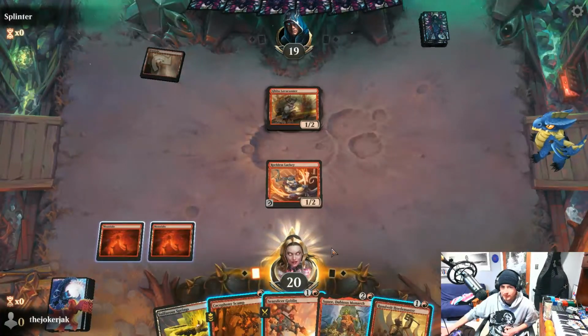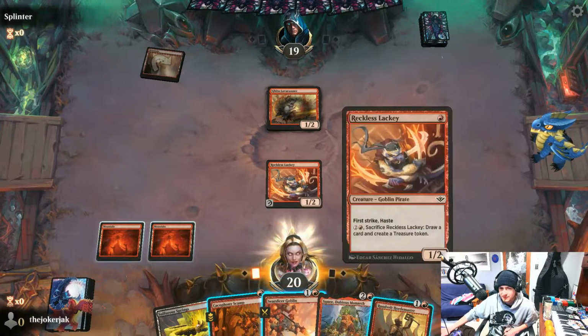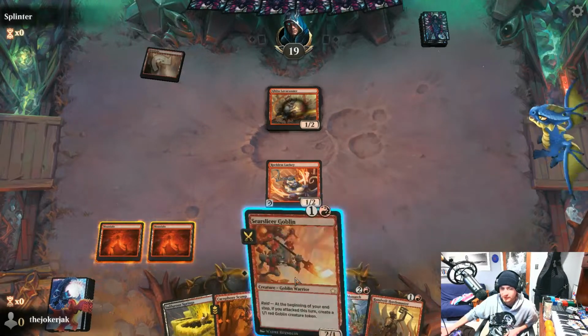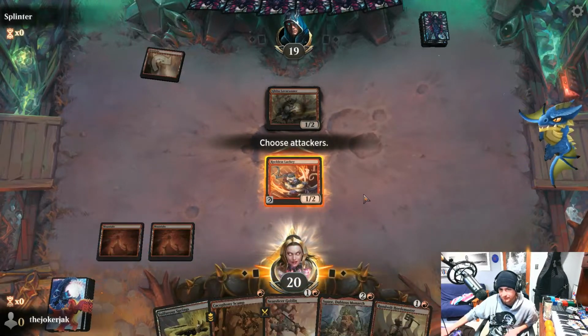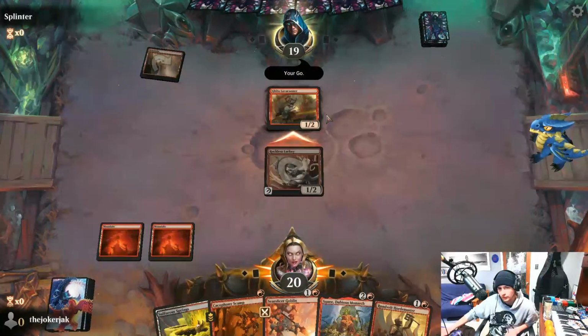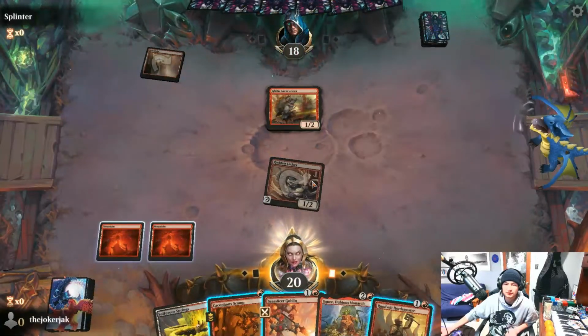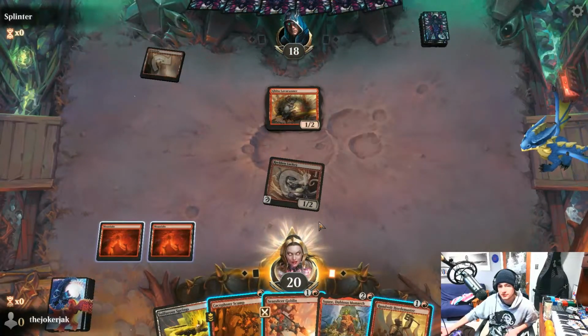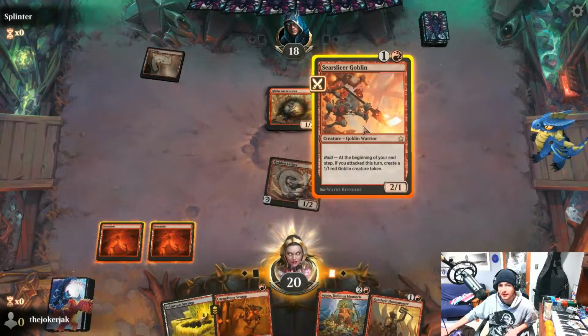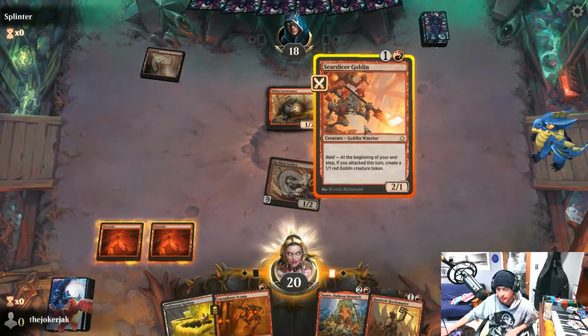Now, my opponent has a 1/2, so I can safely attack with this. So I'm going to do that. I'm going to attack. And we're going to deal damage. Oh, they didn't block. Usually, we just bounce here. But my opponent felt like I had some kind of trick, so they did not block.